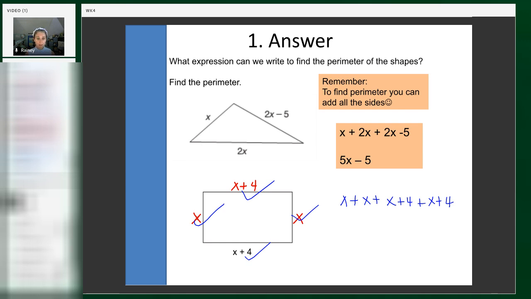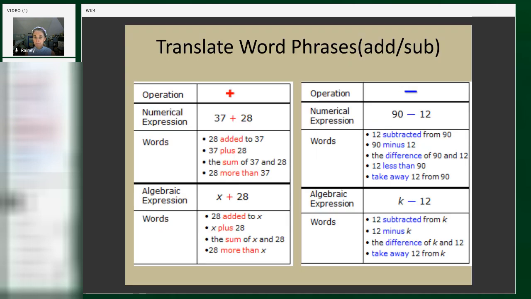And you will have 1, 2, 3, 4, 4x plus 8. So you just learned how to write an expression with variables and combining like terms in the end. Any questions before we move on?